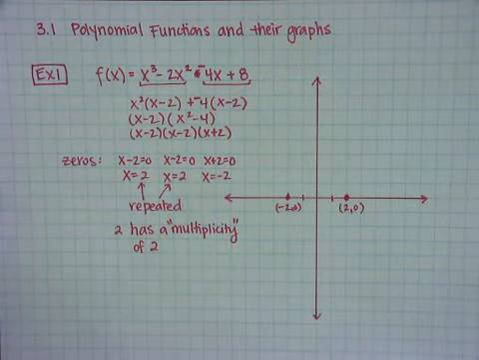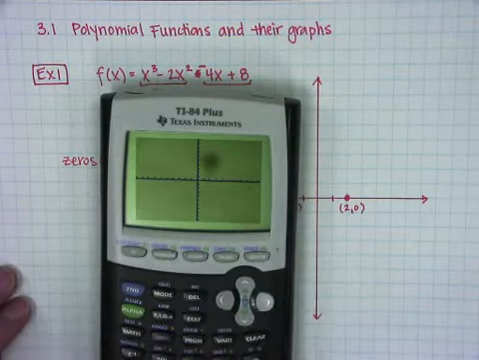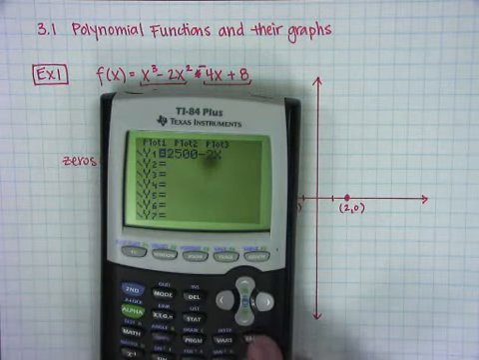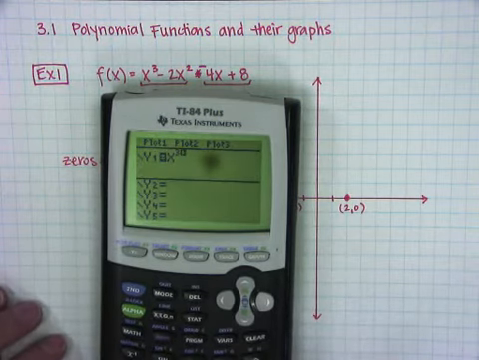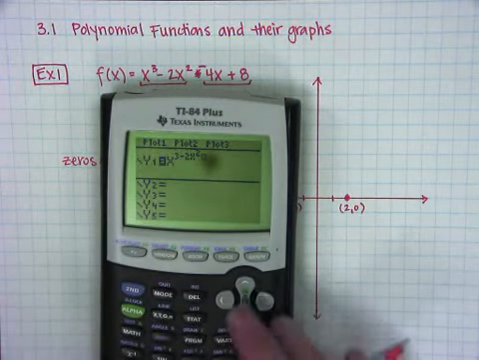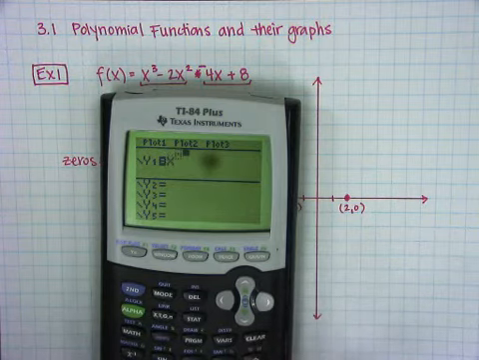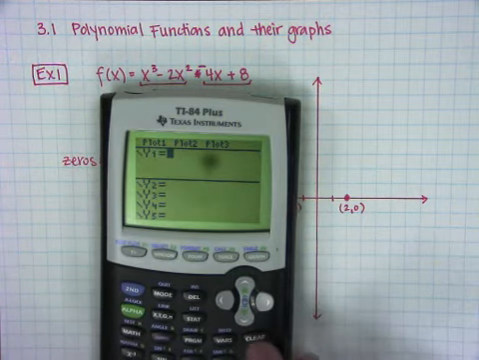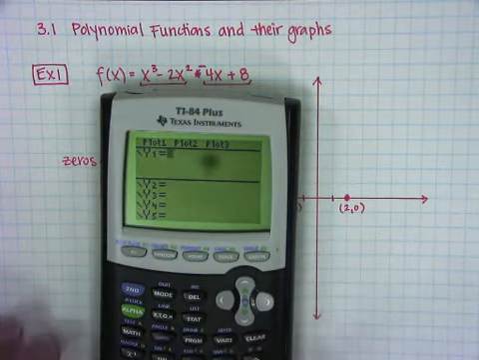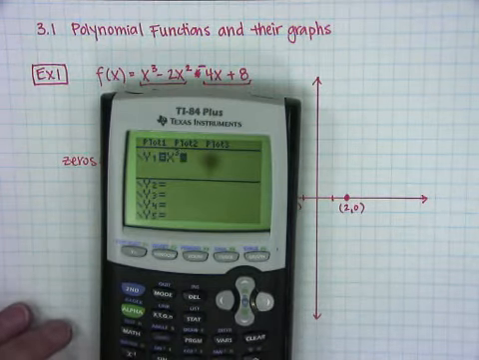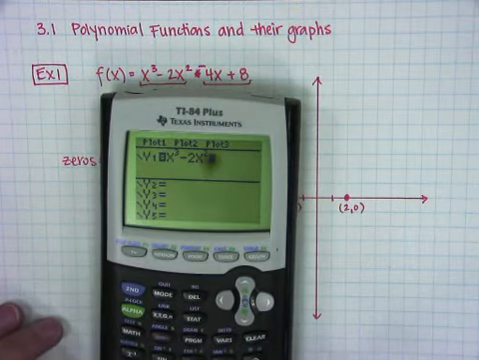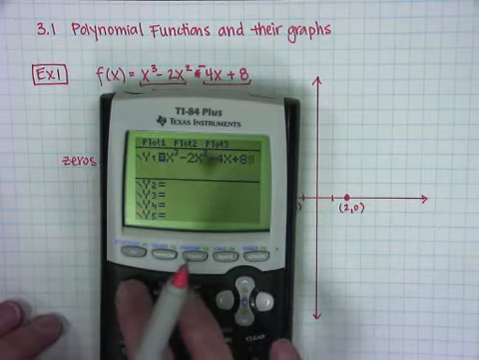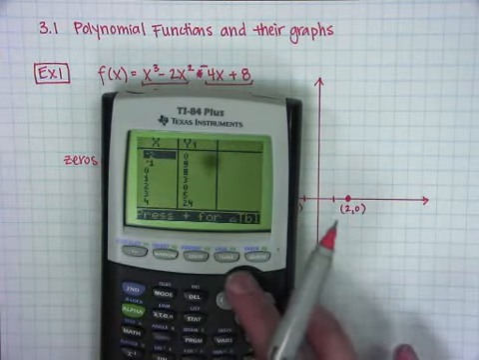To do that, I am going to use the aid of my graphing calculator. So I'm going to plug into my y equals x cubed minus 2x squared. Oops, sorry, I gotta put that in. So x to the third, I've got to make sure I get out of my exponent, minus 2x squared minus 4x plus 8.